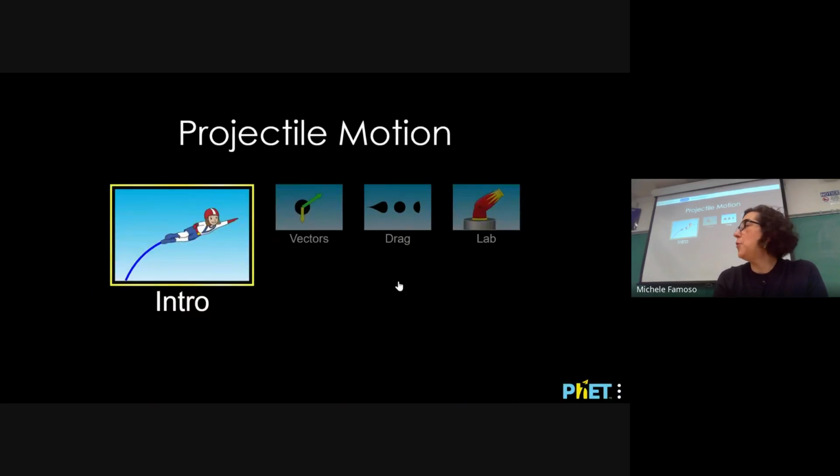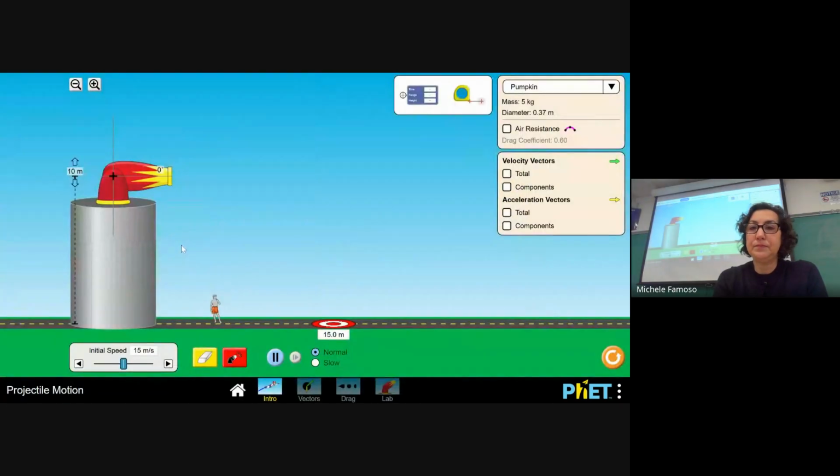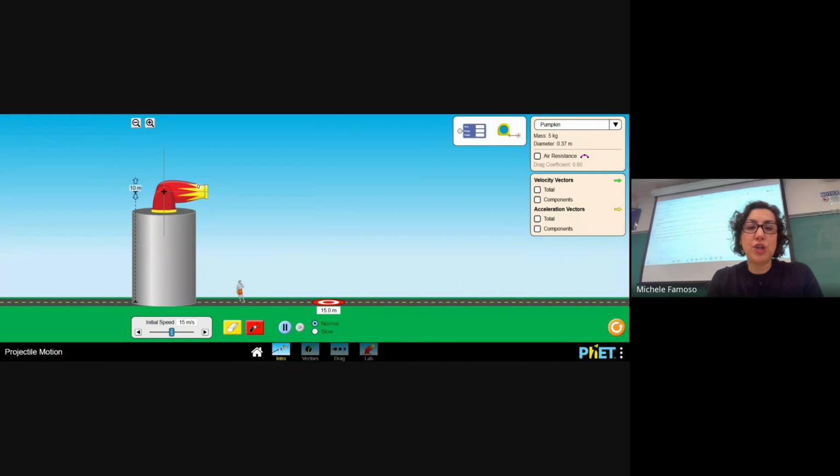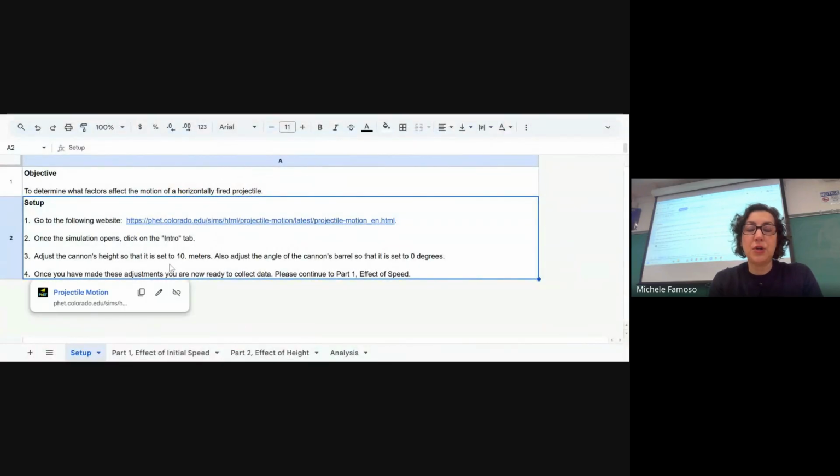All right, so once you've opened up the simulation, I want you to click on the Intro tab. And we have to make some adjustments here. What we're going to do, according to the Google Sheet, is set the parameters so that the height of the cannon is 10 meters and the launch angle is 0 degrees, okay? So let's go ahead and make sure that's what you have set here in this projectile motion lab.